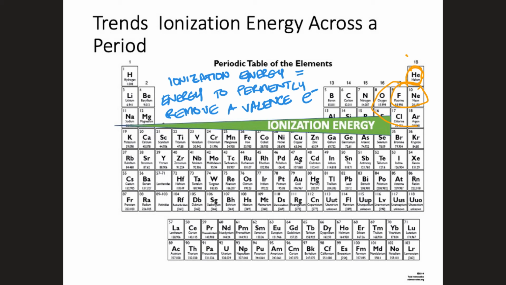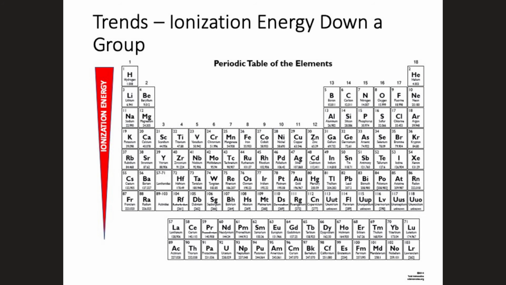So the ionization energy, as we go across a period and we get closer to the inert gases, increases. Now the ionization energy decreases as we go down a group. And why is that? It's all based on the force of attraction again. As the force of attraction weakens as we go down a group, then it's easier to remove a valence electron.